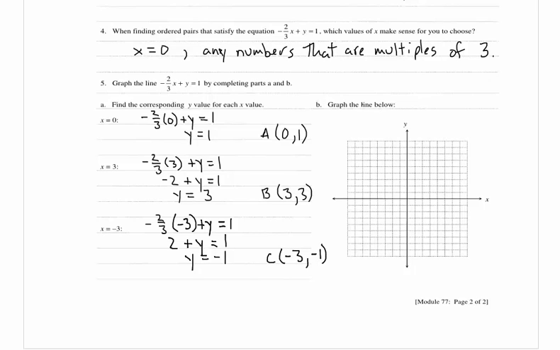And now in B, we want to graph the line. So we're going to plot our 3 points. Point A is 0, 1. And this is point A. Point B is 3, 3. So 1, 2, 3, 1, 2, 3. So we have our point here. And point C is negative 3, 3 left, and negative 1. And this is point C. And now we're going to connect our dots.